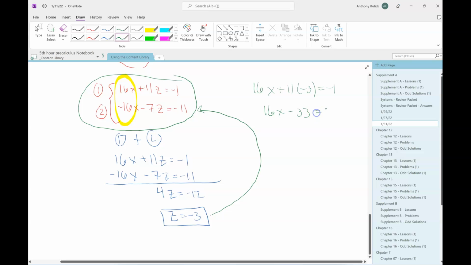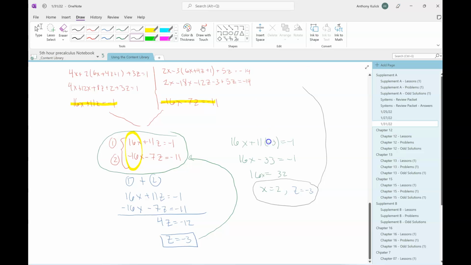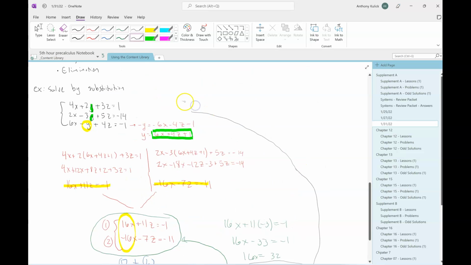So 11 times negative 3 is negative 33. I add 33 over, and negative 1 plus 33 is 32. Divide both sides by 16, and I get x is equal to 2. So now I have x equals 2 and z equals negative 3. So I'm going to take these two answers and go back up to any of the three variable equations that we had written. The one that I would pick would be the one where the y is already by itself.